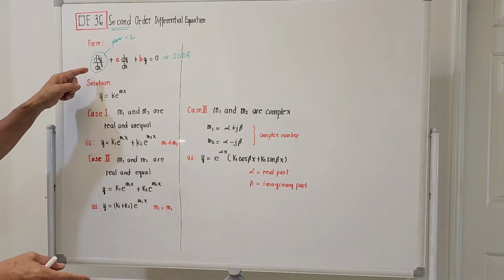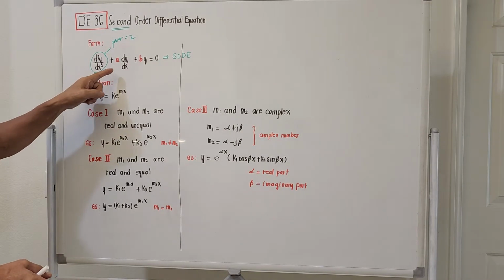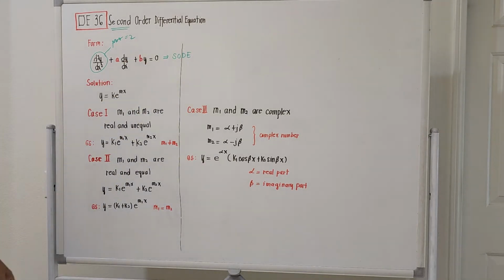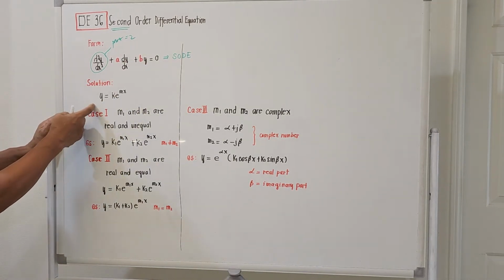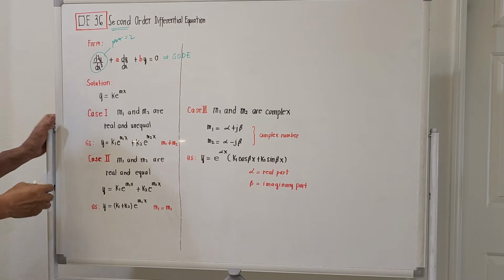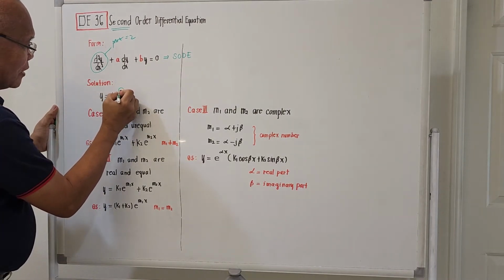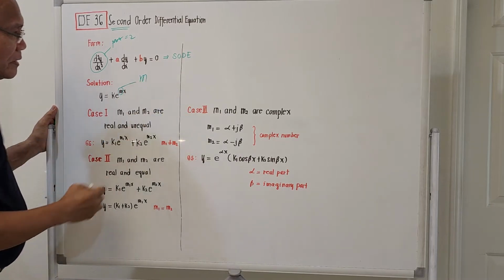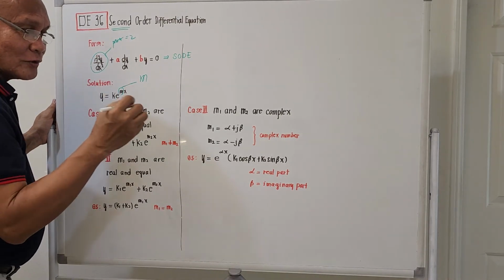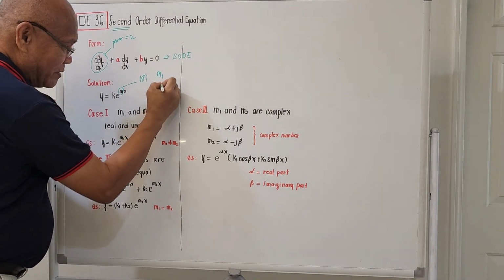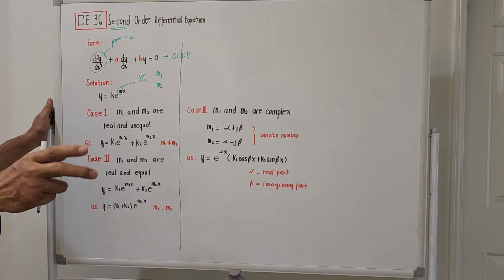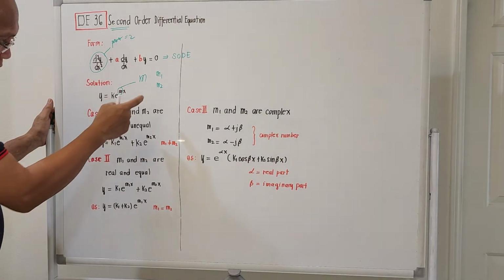So I will try to repeat it. d squared y over dx squared plus a constant a times dy dx plus b times y equal to 0. The solution of this is y equal to a certain constant k times e raised to m times x. There is a constant m over here. And since this is quadratic, m should have two values. There should be an m1 and there should be an m2.